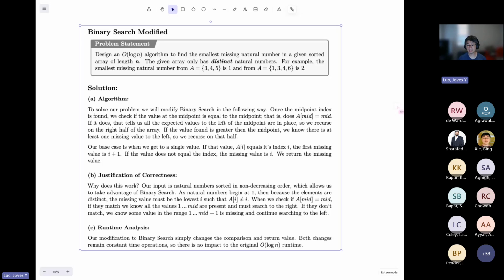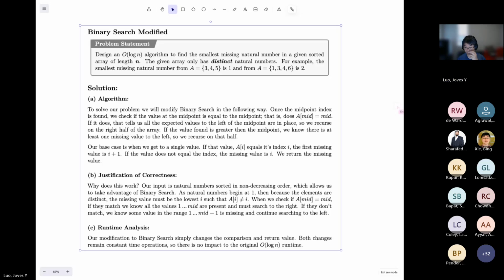But because they're distinct, it allows us to take the idea that if there's a missing number, it's the lowest I such that A of I is not equal to I. Okay, so having that distinctness matters. Runtime analysis: it's binary search. We've made a modification, but that doesn't change the runtime. A modification to binary search simply changes the comparison and return value, and both changes remain constant time, and therefore it's still log n runtime based on binary search.